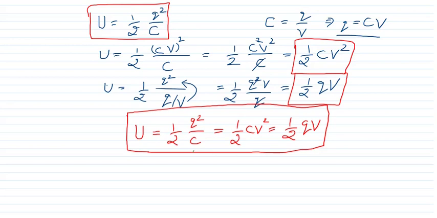What is the special? In this formula V is not there. In this formula Q is not there. In this formula C is not there. So depending upon the situation, depending upon the values given in the numerical, we can use any one formula out of these three formulas. Is it clear?